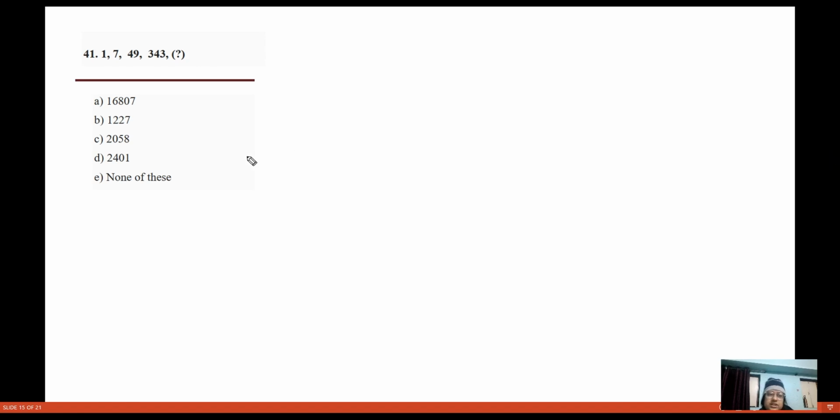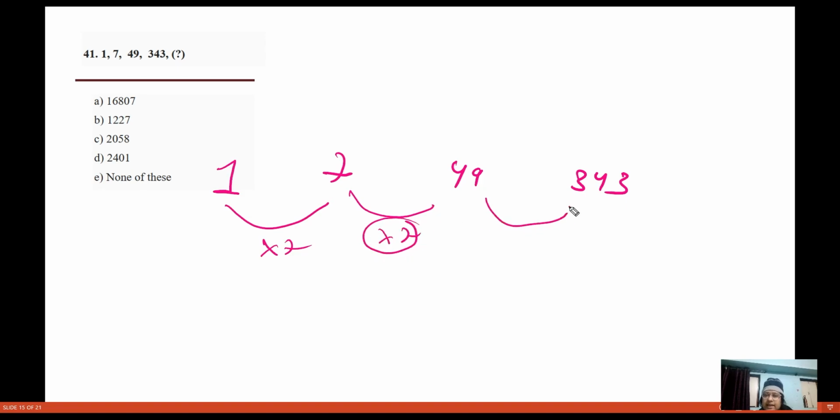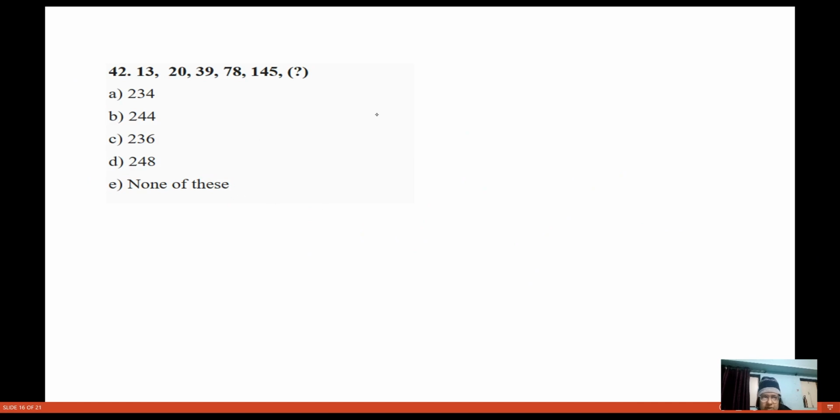Now look at this question. You have 1, you have 7, you have 14, you have 343. Now guys, this is very simple. Simplest of the series. 7, again 7, again 7. 7 nines are 63, 4 sevens are 28, 243, again 7. So 2401. I don't know why they are giving these things, but simple questions also need to be solved.